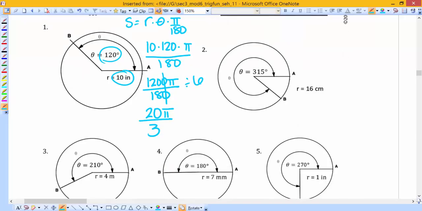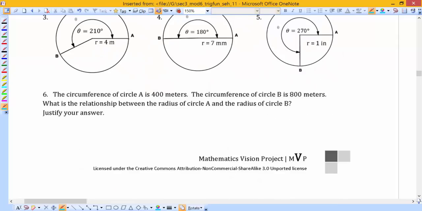You guys can decide. And then number 6, the circumference of a circle is 400 meters. The circumference of another circle is 800 meters. What is the relationship between the radius of the circles? So you need to find the radius. So just remember, circumference is 2 pi times radius, or 2 pi times diameter. Sorry, I don't know what I was thinking there. I don't think I was. All right, let's move on.